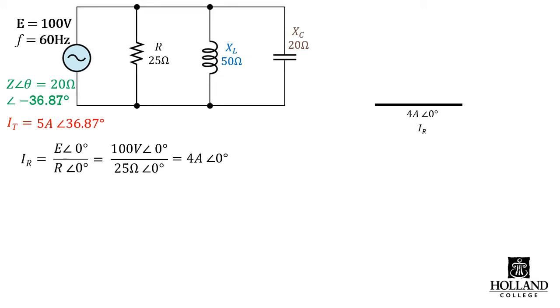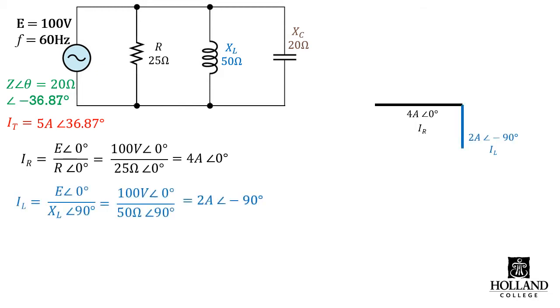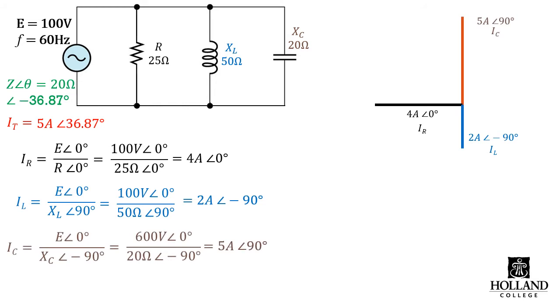Since voltage is common, it's easy to find our individual branch currents, where our resistive current works out to be 4 amps, our inductive current 2 amps at minus 90 degrees, and our capacitive current works out to be 5 amps at plus 90 degrees.